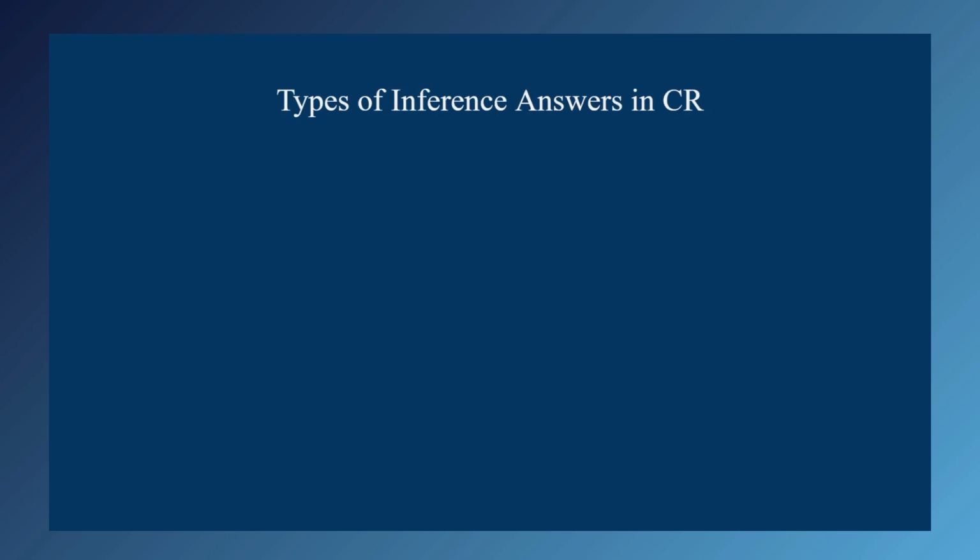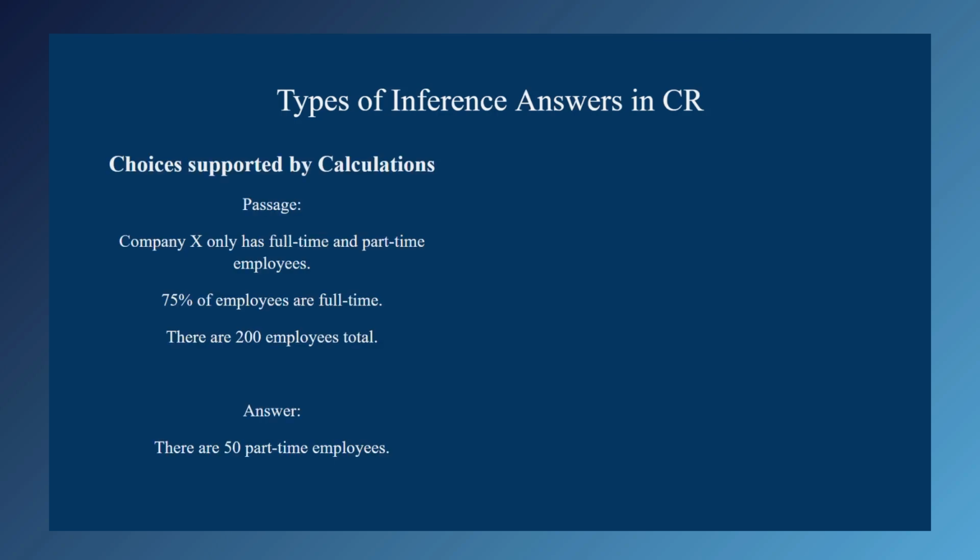Then we have inferences supported by some calculations. These are similar to the formula-based inferences, but with actual math involved. So if a passage said that company X only has full-time and part-time employees, 75% of employees are full-time and there are 200 employees total, an answer could say that there are 50 part-time employees. This type is very straightforward, but it requires you to do a bit of calculation. The numbers will always be there and the correct answer won't go beyond what can be directly calculated.